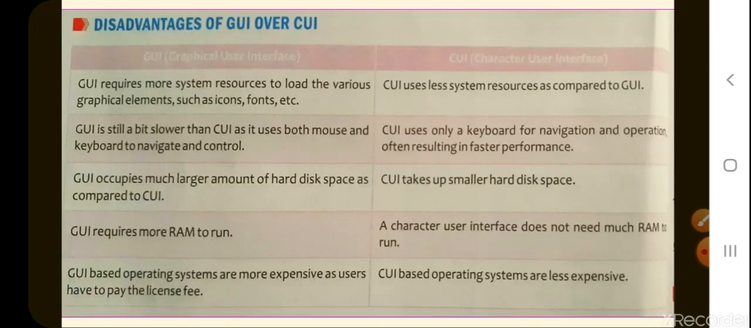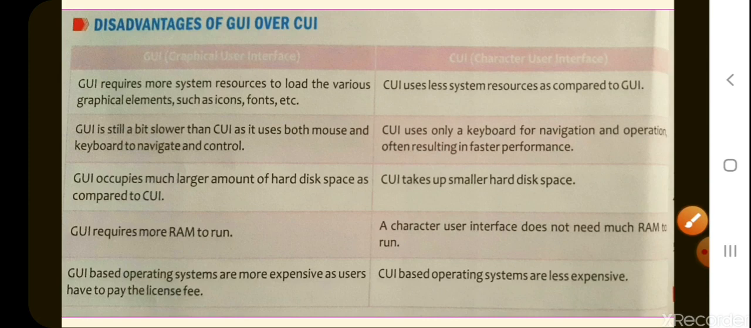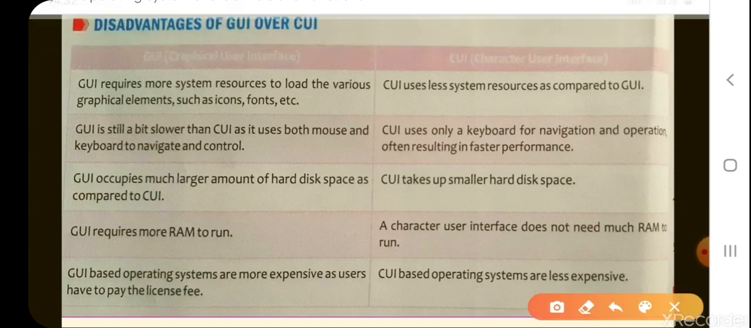Next, let us talk about the disadvantages of graphical user interface over character user interface. Graphical user interface requires more system resources to load the various graphical elements such as icons and fonts. Obviously, graphical things will consume more memory. That's why more system resources are required. By using character user interface, we require less system resources as compared to the graphical user interface. Now, graphical user interface is still a bit slower than the character user interface, as it uses both mouse and keyboard to control and navigate. But character user interface uses only keyboard. That's why it is a bit faster.